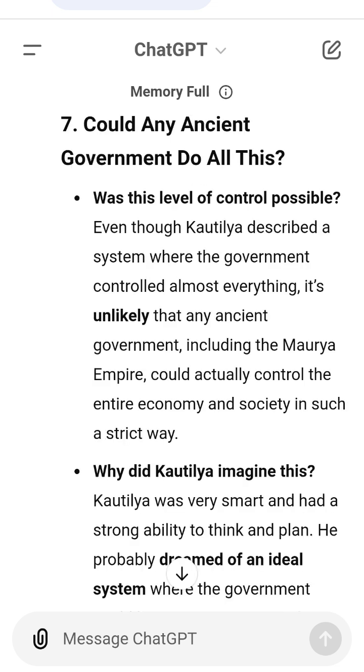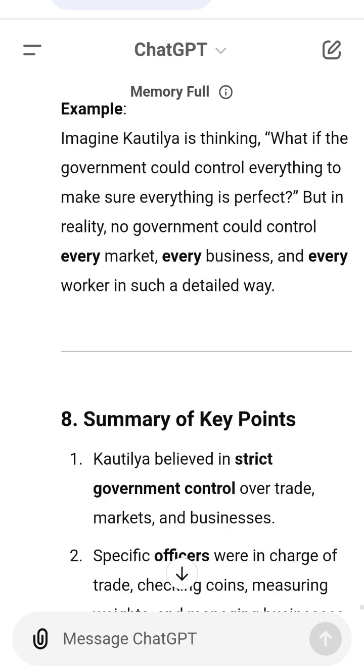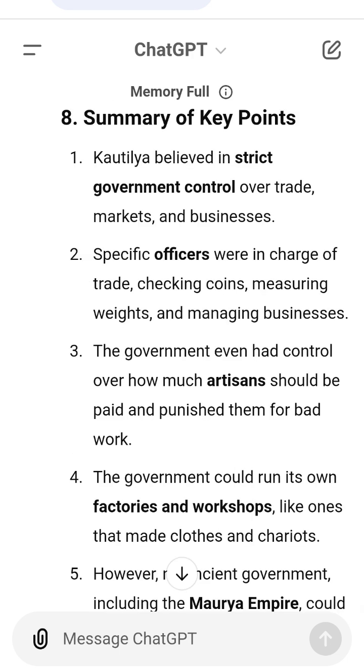8. Summary of key points. 1. Kautilya believed in strict government control over trade, markets and businesses. 2. Specific officers were in charge of trade, checking coins, measuring weights and managing businesses. 3. The government even had control over how much artisans should be paid and punish them for bad work.